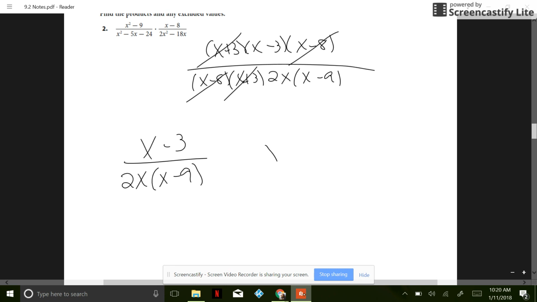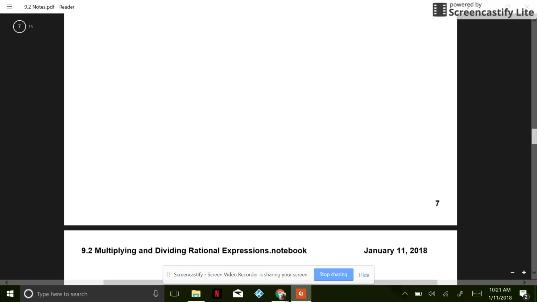When we think about the excluded values, if we set each of these factors in the denominator here equal to 0, those would be our excluded values. So x can't be 8, negative 3, 0, or 9.